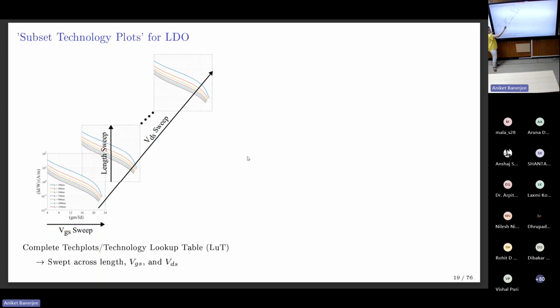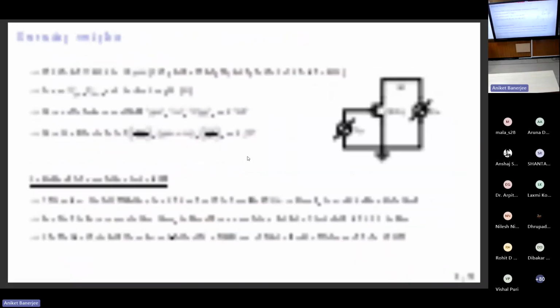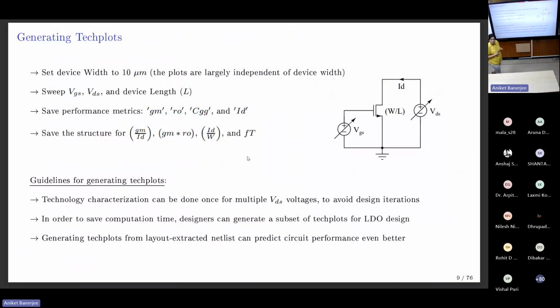So this tech plot was for one VDS. Imagine for every FET, I do multiple sweeps for VDS. So the same FET that you were seeing in this one, here, you remember, we were sweeping VDS. Now, when you start designing an LDO, your VDS you would want to be maybe 335 millivolt. And you say, okay, let me sweep VDS in very, very small steps. The problem with that is a designer starts losing insights, because there are multiple tech plots generated for each VDS.